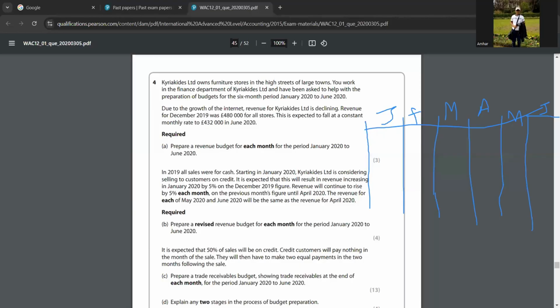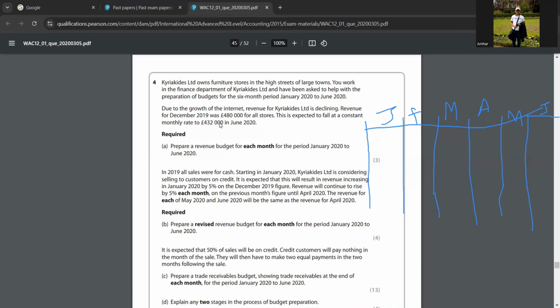So in this question, look at this question. This is January 2020 past paper, fourth question. They're saying Kriya Kites Limited owns furniture stores in the high streets of large towns. You work in the finance department of Kriya Kites Limited and have been asked to help with the preparation of budgets for the 6-month period January 2020 to June 2020. Okay, so you work in the finance department and they're saying you to prepare a budget. Due to the growth of the internet, revenue for Kriya Kites Limited is declining. So because the internet has grown, the revenue is declining.